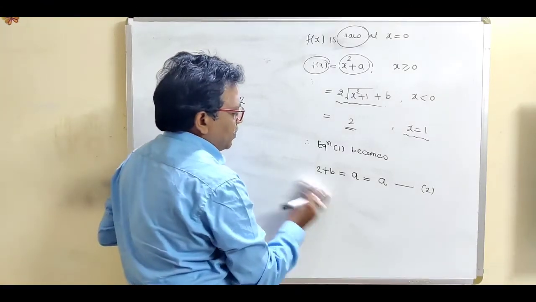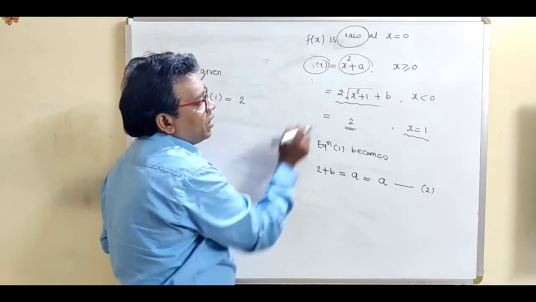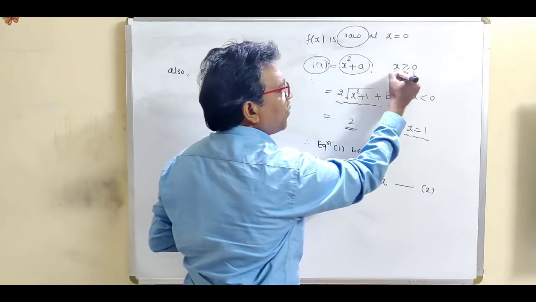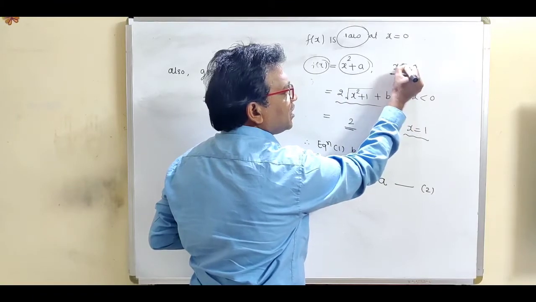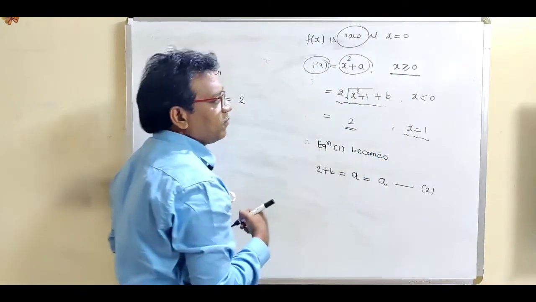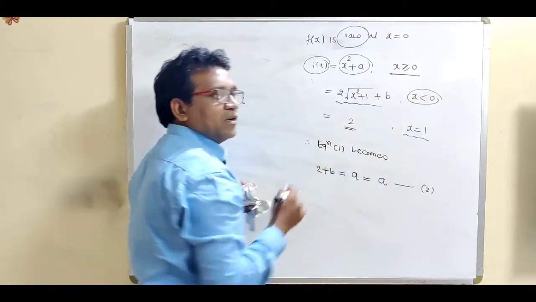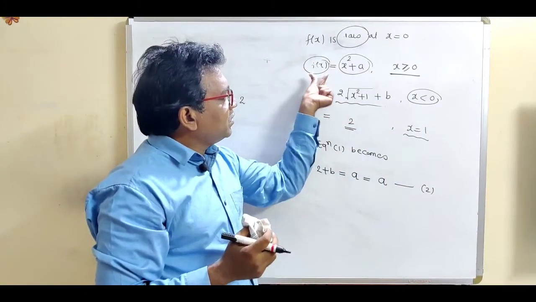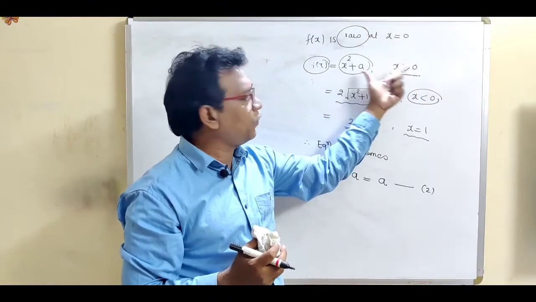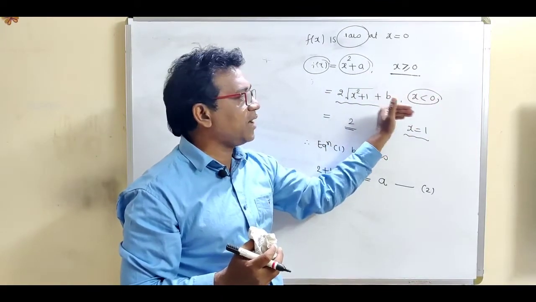Now see, if you observe the given function, what is the given function? We are given f(x) equal to x square plus a. This function is valid for the non-negative term, x greater than or equal to 0. And this second function is valid for the negative term. So first of all, observe the given function. This first function is valid for the non-negative terms x equal to 0, 1, 2, 3, 4. And this second function is valid for the negative terms minus 1, minus 2, minus 3 and so on.